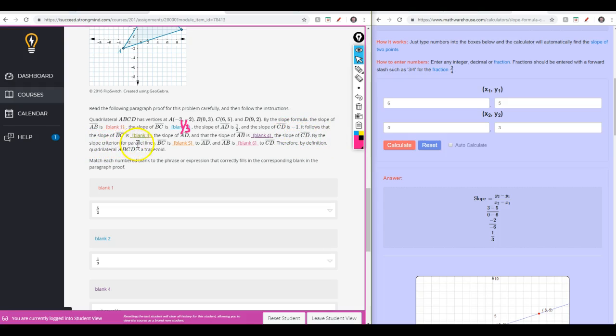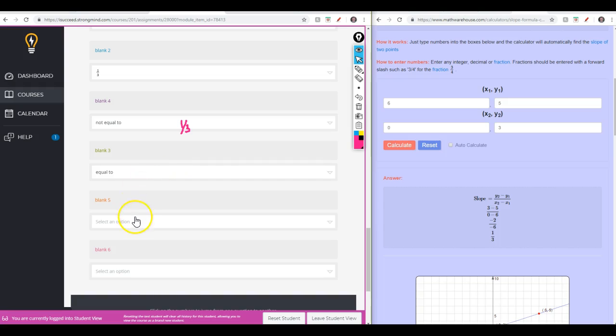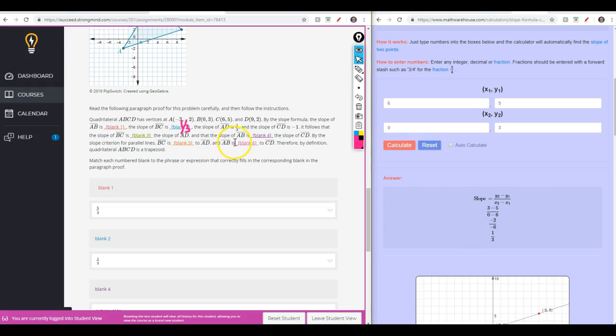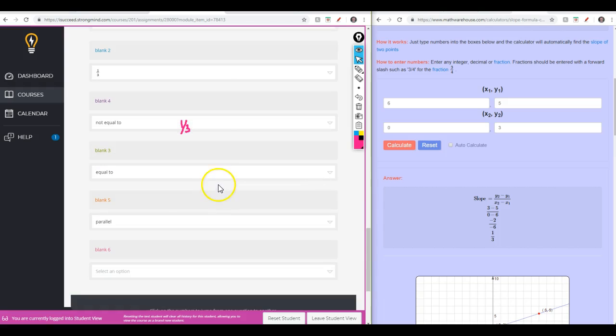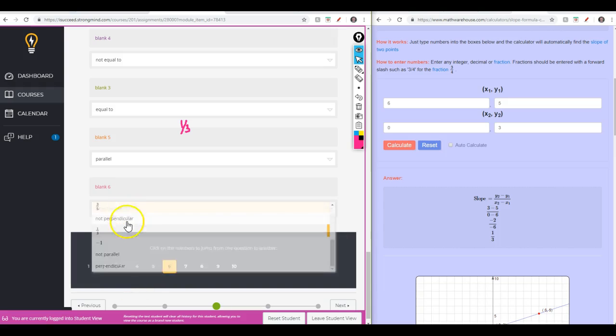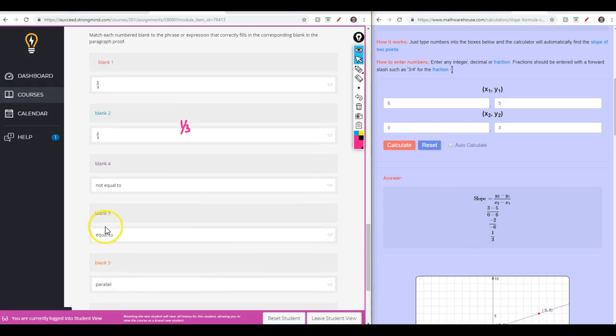By the slope criterion for parallel lines, segment BC is blank to segment AD. Segment BC and segment AD had equal slopes, so they would be parallel. So blank 5 would be parallel. And segment AB is blank to segment CD. Since segment AB did not have the same slope as segment CD, they would not be parallel. And that's how I would go through it.